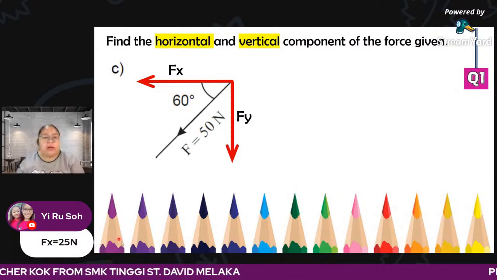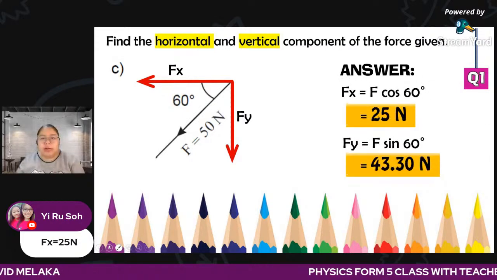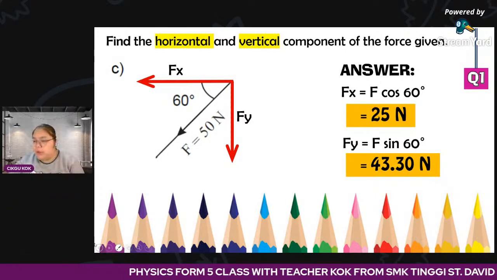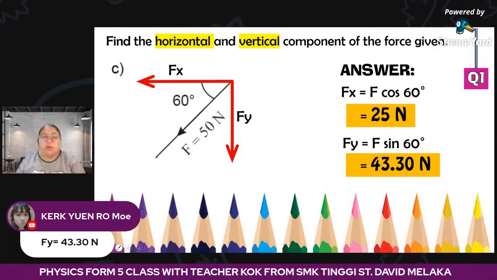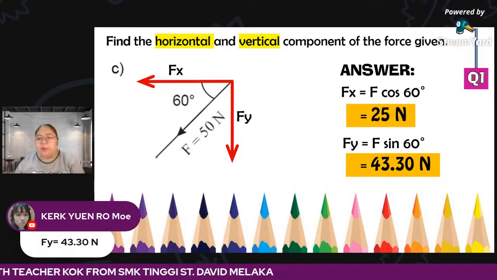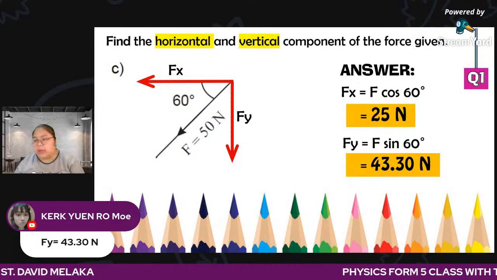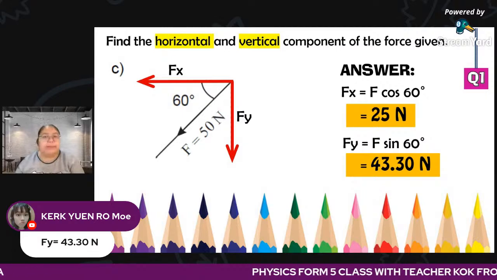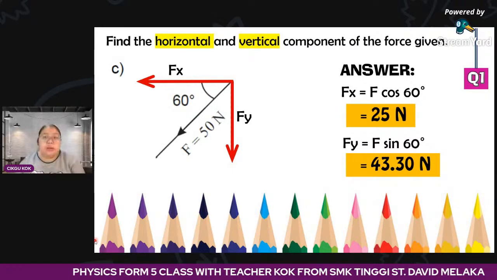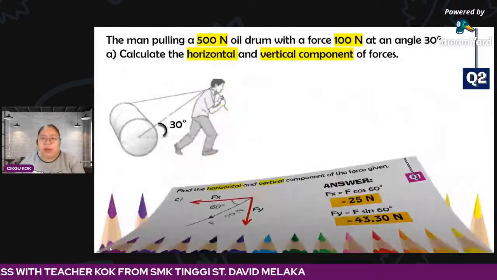Okay, we go to check. First one, cos and also sine. 25 is correct. Euro is correct, 25 Newton. Then the next one, Yuanru also correct. For the second one, Fy, 43.30, or you just 43.3, also correct, Newton. Ling Han also correct. Jessica also correct. Okay, I think like this means no problem. The students know how to find sine and cos. Then we go to the next part.